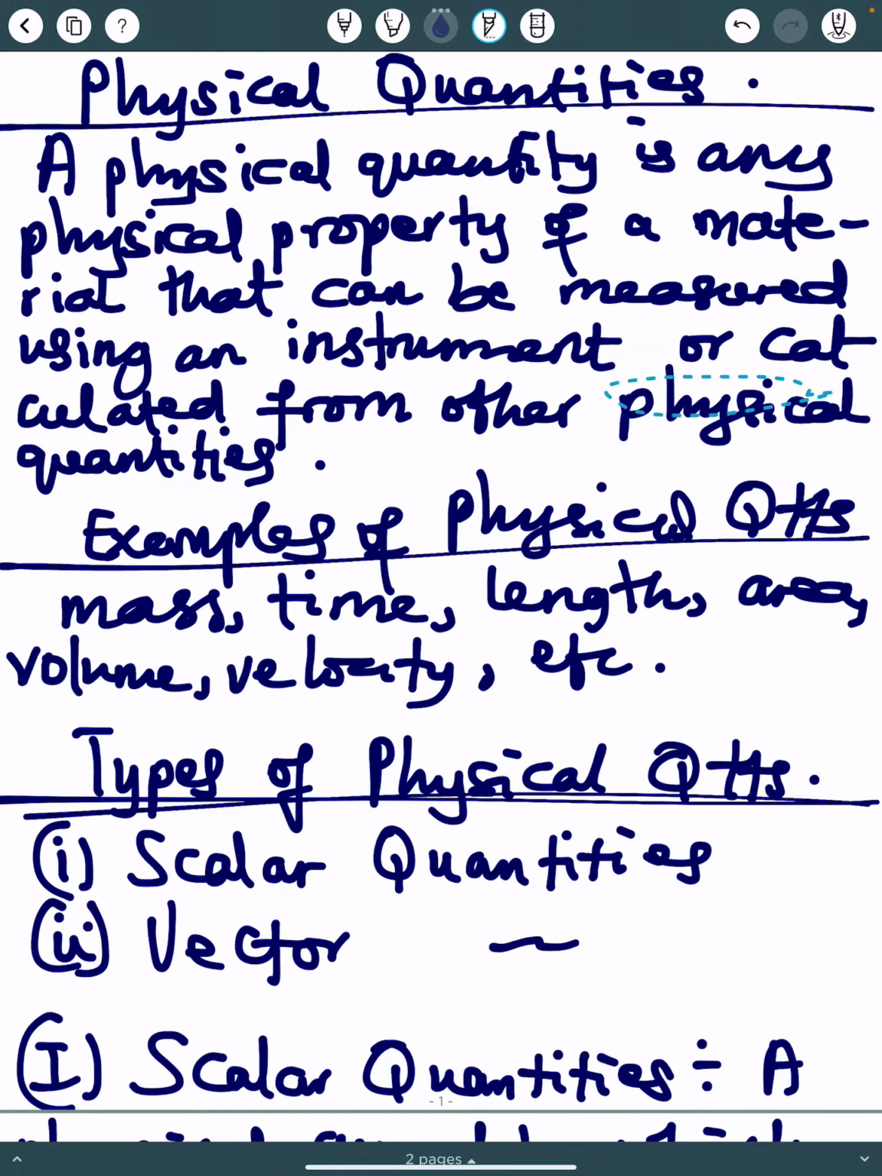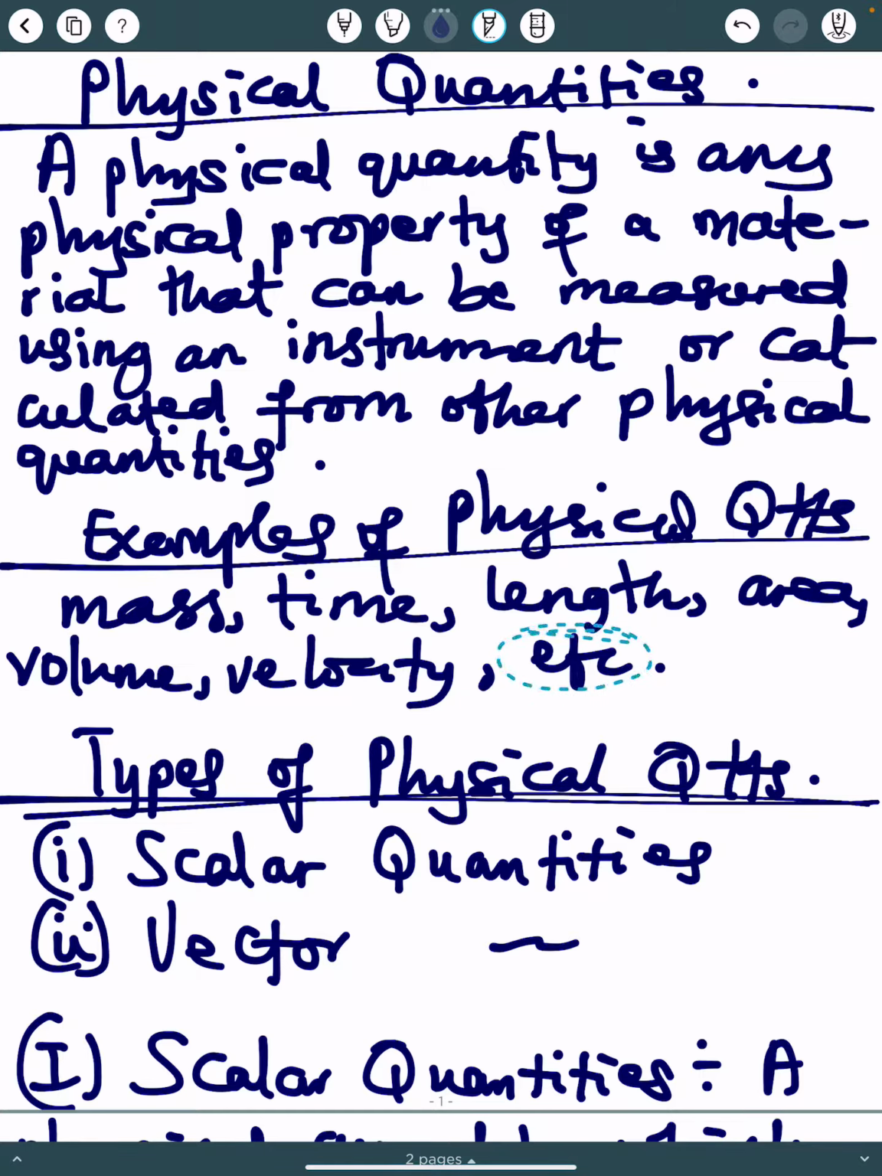For example, I can measure the length of a book using a ruler. I can measure the length of the table using a ruler. But if I want to measure the area of the table, I need to take the length and the breadth. So I'm going to calculate it from other physical measurements. Examples of physical quantities are mass, time, length, area, volume, velocity, and so on.